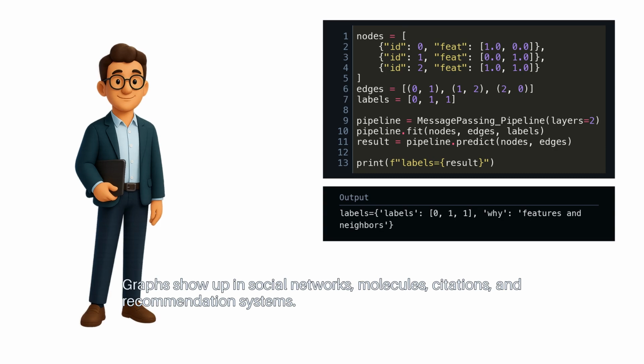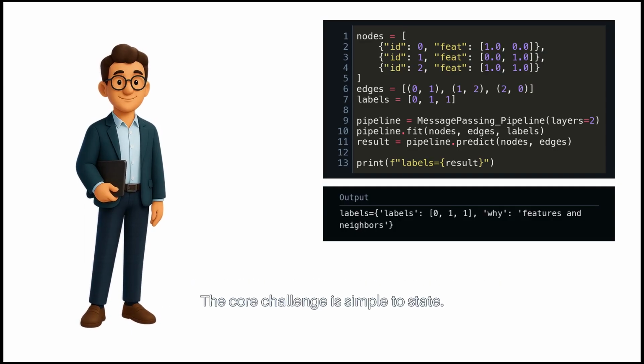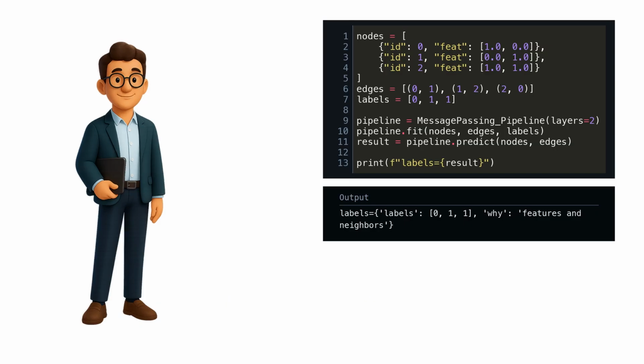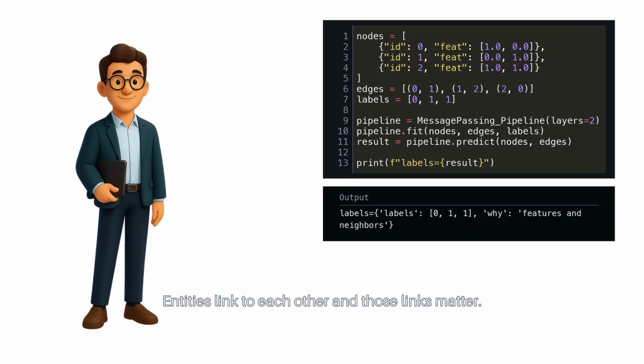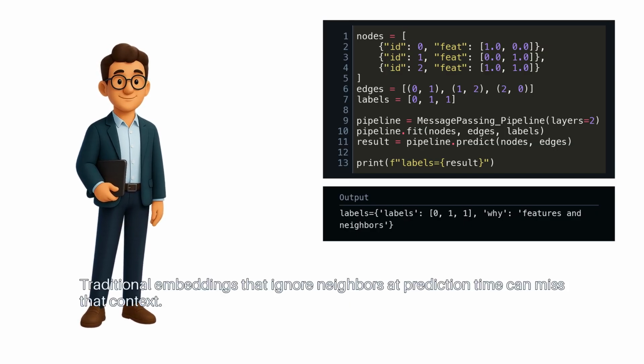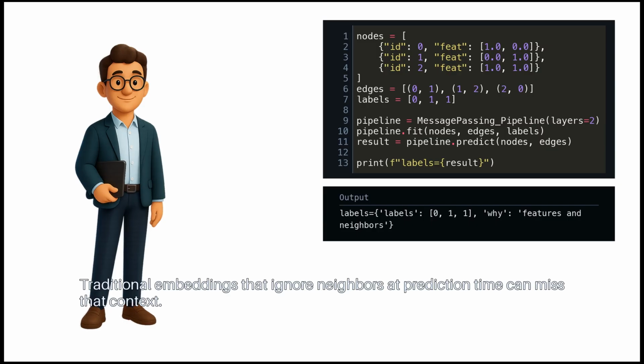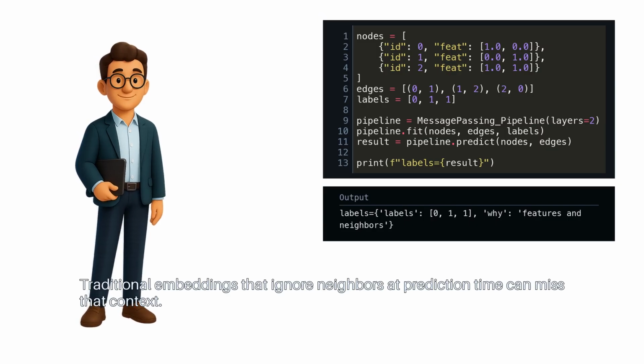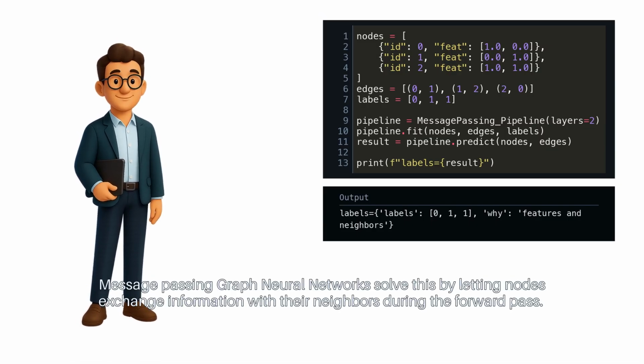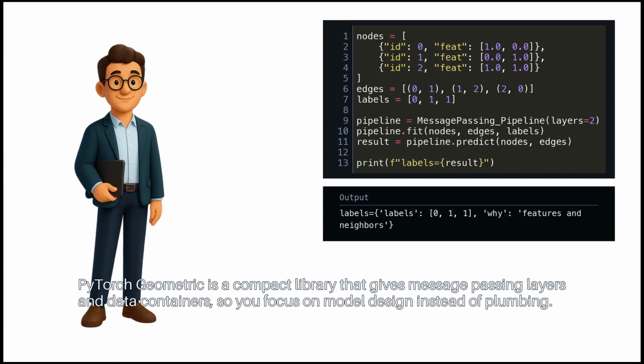Graphs show up in social networks, molecules, citations, and recommendation systems. The core challenge is simple to state. Entities link to each other, and those links matter. Traditional embeddings that ignore neighbors at prediction time can miss that context. Message-passing graph neural networks solve this by letting nodes exchange information with their neighbors during the forward pass.